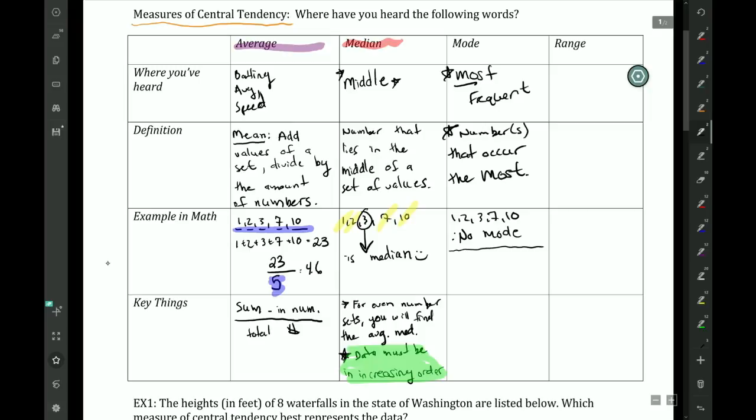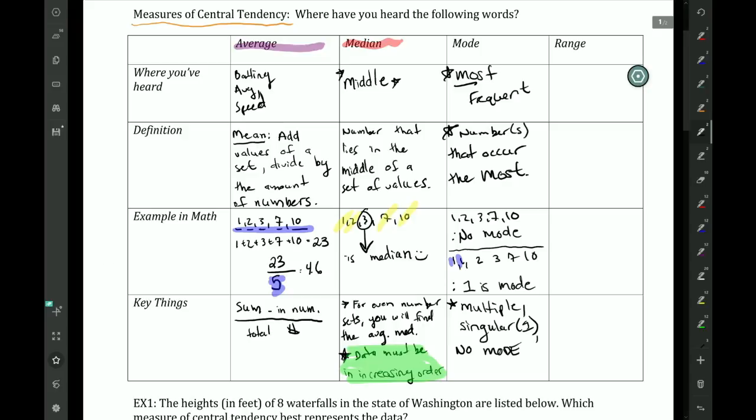If we have 1, 1, 2, 3, 7, and 10, well, 1 repeats twice, so 1 is the mode, as it repeats 2 times. Again, you can have multiple, you can have singular or just one, or no modes at all. So those are the key things.